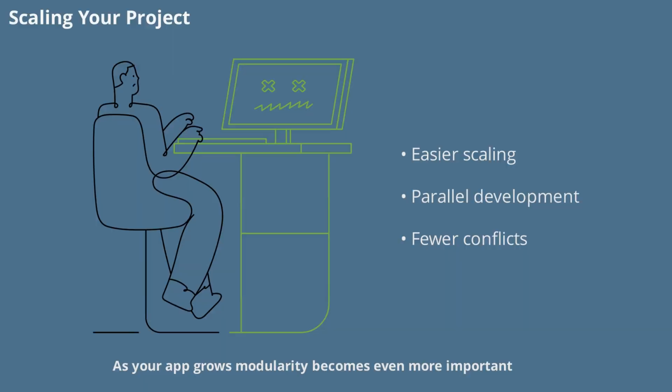As your app grows, modularity becomes even more important. Breaking your code into smaller, manageable modules makes it easier to scale, maintain, and test. This approach also allows multiple developers to work in parallel, speeding up development and reducing merge conflicts.